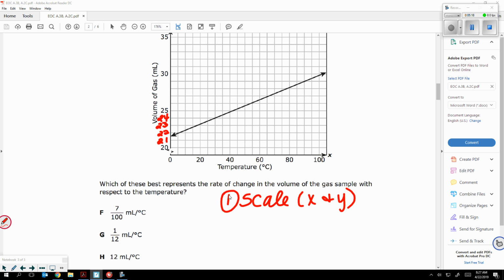So if we look, this line right here is right in the middle. So what do you think that line's going to be? It's right in the middle between 0 and 20, so it's going to be 10. So this one would be 30, 50, 70, 90. Okay, so each side is going by 5s. Okay, and then our second step is going to be to pick 2 perfect points.